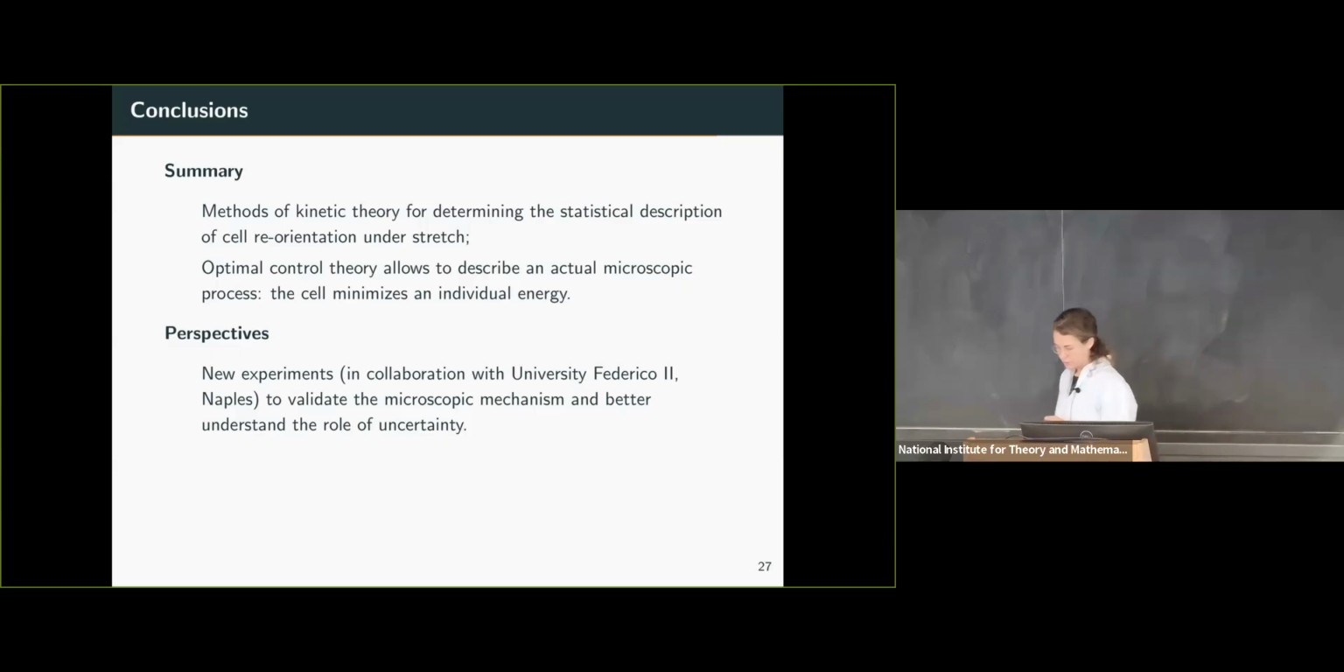So now our perspective is to perform new experiments. I'm a mathematician, so I don't do experiments, but we have found a collaboration with the University Federico II of Naples in order to validate this microscopic mechanism and to better understand the role of uncertainty and possibly of this optimal control mechanism.